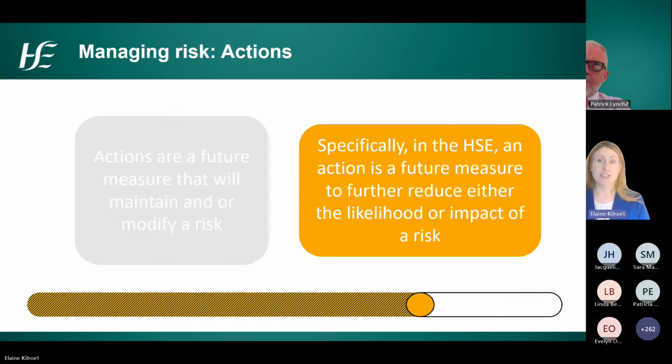As indicated here, specifically in the HSE, an action is a future measure to further reduce the likelihood or impact of a risk. They are both activities that require resources to reduce a risk, though the fundamental difference is that the control is a measure that is already completed and working to reduce the risk. If it is to be commenced or a work in progress, it is not a control measure, but an action measure.